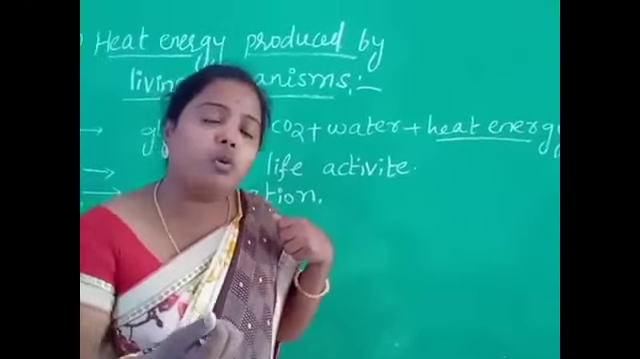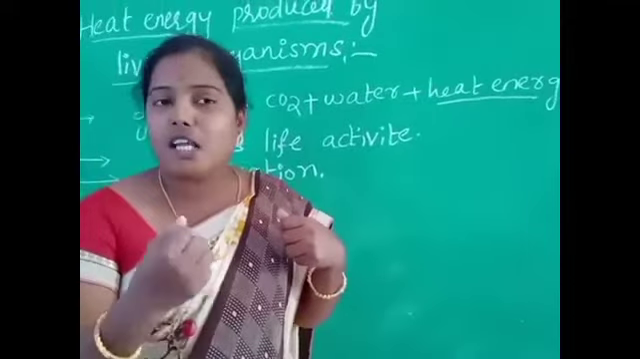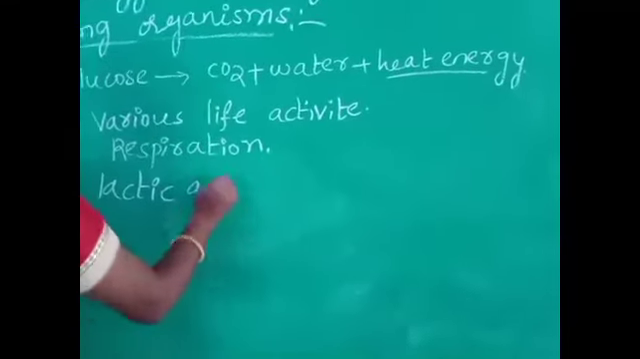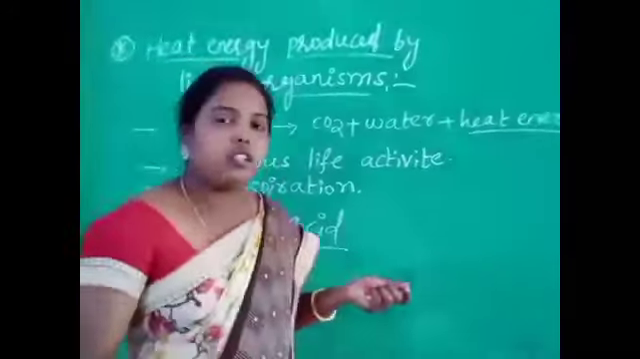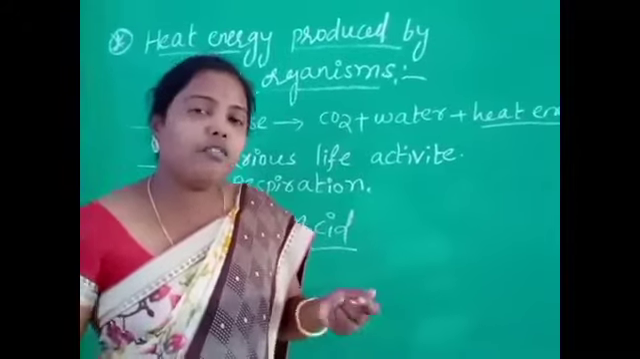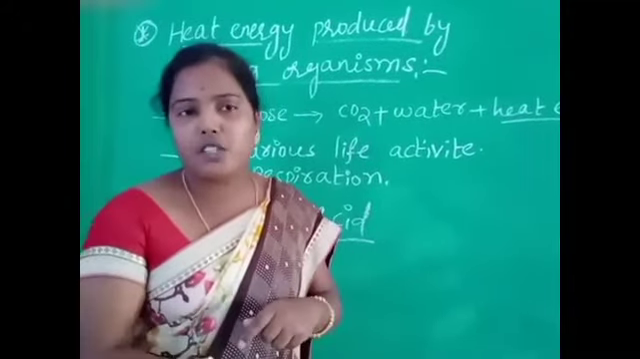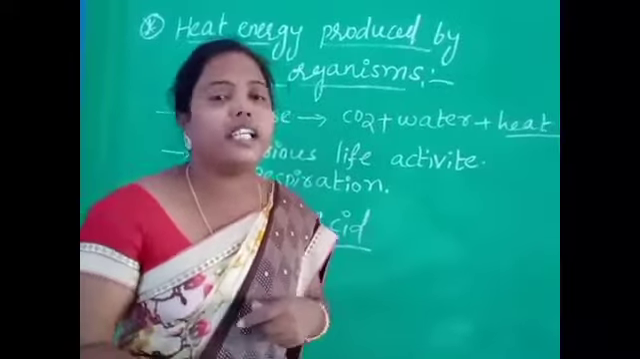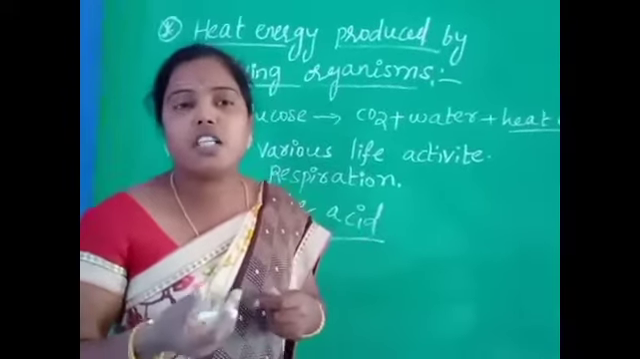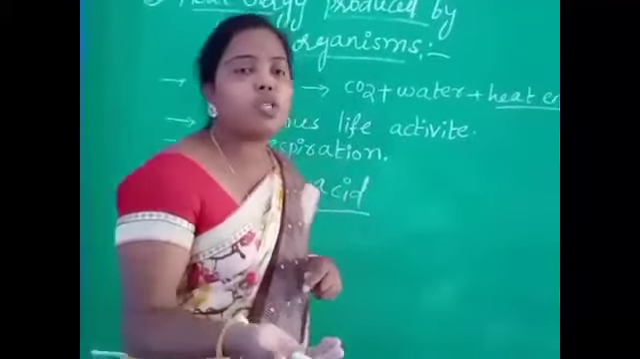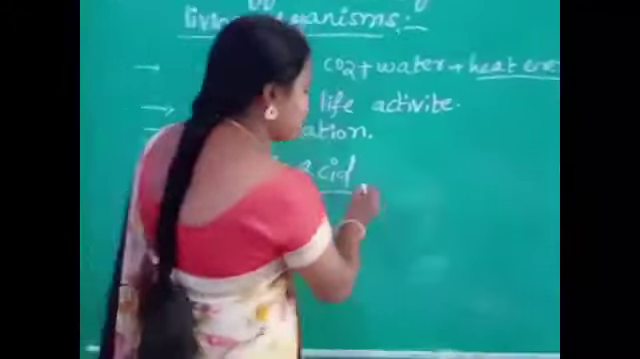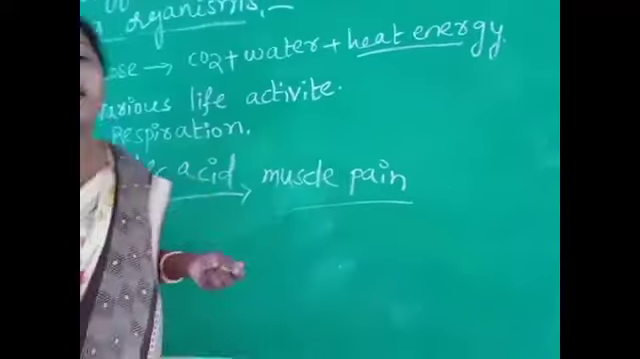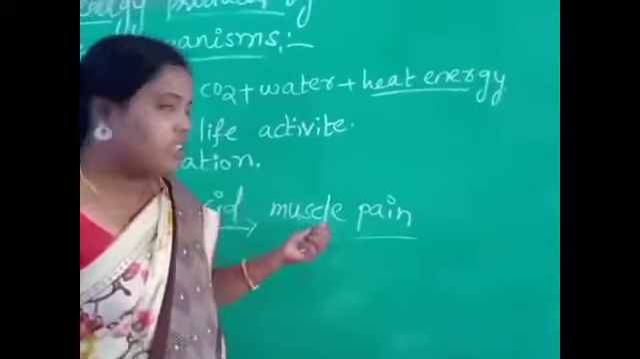Why? Because if we have less heat energy in our body, one substance is produced. What is the substance? Yesterday we discussed lactic acid, which is produced when there is a small amount of energy. If we are doing vigorous exercise, we release more heat energy, and our breathing rate is also high. So our body releases more heat energy outside, and we have very little heat energy inside the body. At that time, our cells produce lactic acid. This lactic acid is responsible for causing muscle pain in our body. So that's why sometimes we get muscle pain.